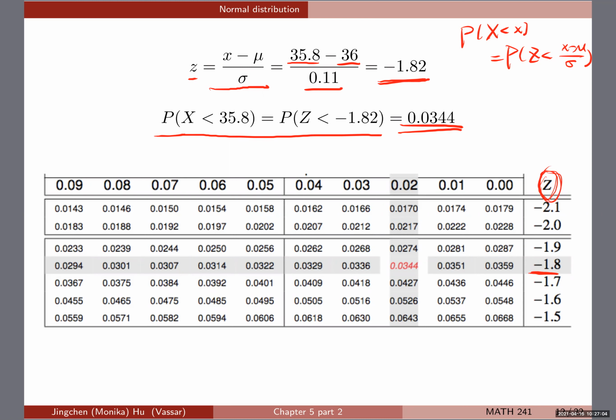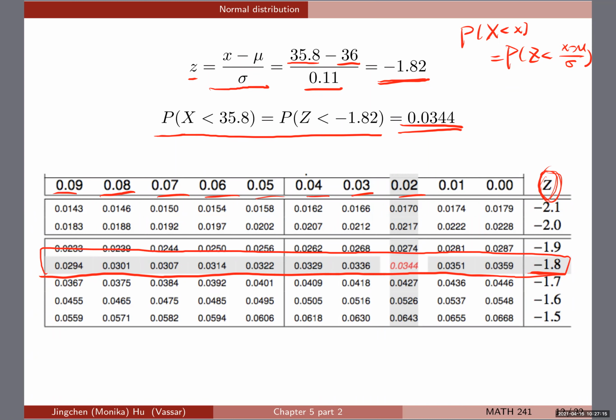So we concentrate on this row. And each column, as you can see over here, is telling you the second decimal point. So we focus on the second or the third one over here because it starts from 0.00. So this particular value is the CDF, sorry, for this one, negative 1.82.